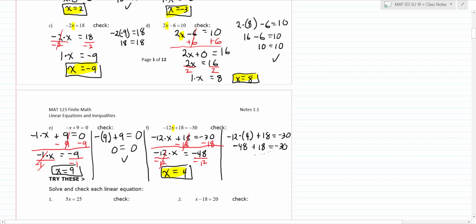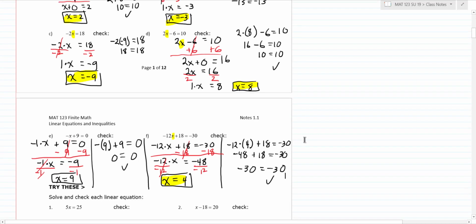Okay, you add this. Think about money. You have a debt of 48. You have $18. You have more debt than you do money. So subtract the 2 to get 30. But since you have more debt than you do money, that would be negative. Okay, so that checks out like that.